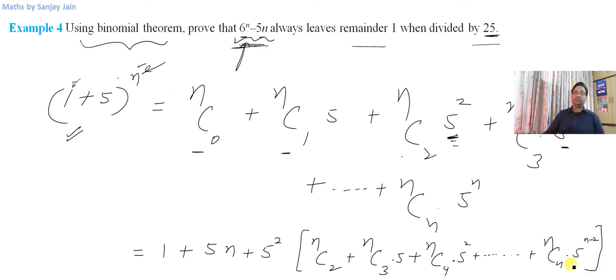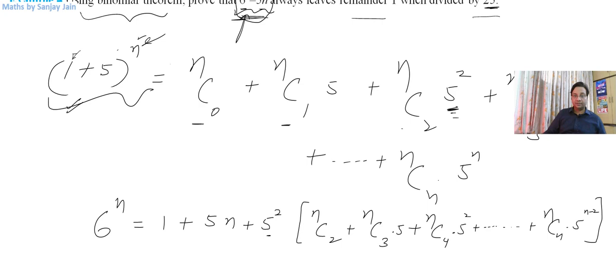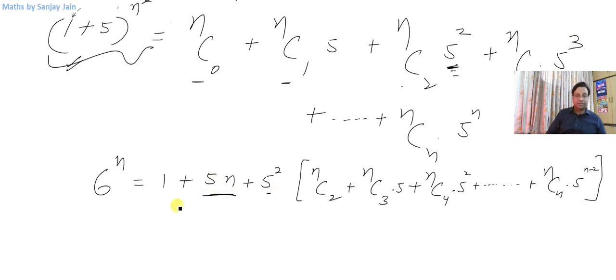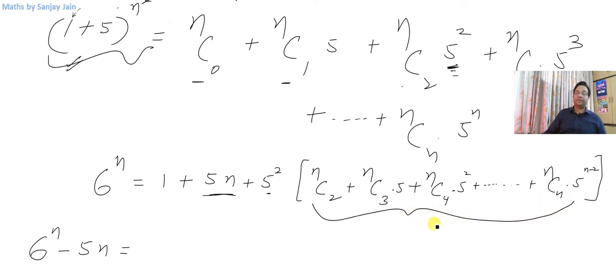So this will be the expansion because I've taken 5 squared outside, and this is the expansion for 6 raised to power n only. But I need to talk about 6 raised to power n minus 5n. So let us think about it. If I bring this 5n on the left hand side, it will be something like this: 6 raised to power n minus 5n, and it is equal to, let us say, equal to m. Okay, so this is 1 plus 5 squared 25, and this is m.